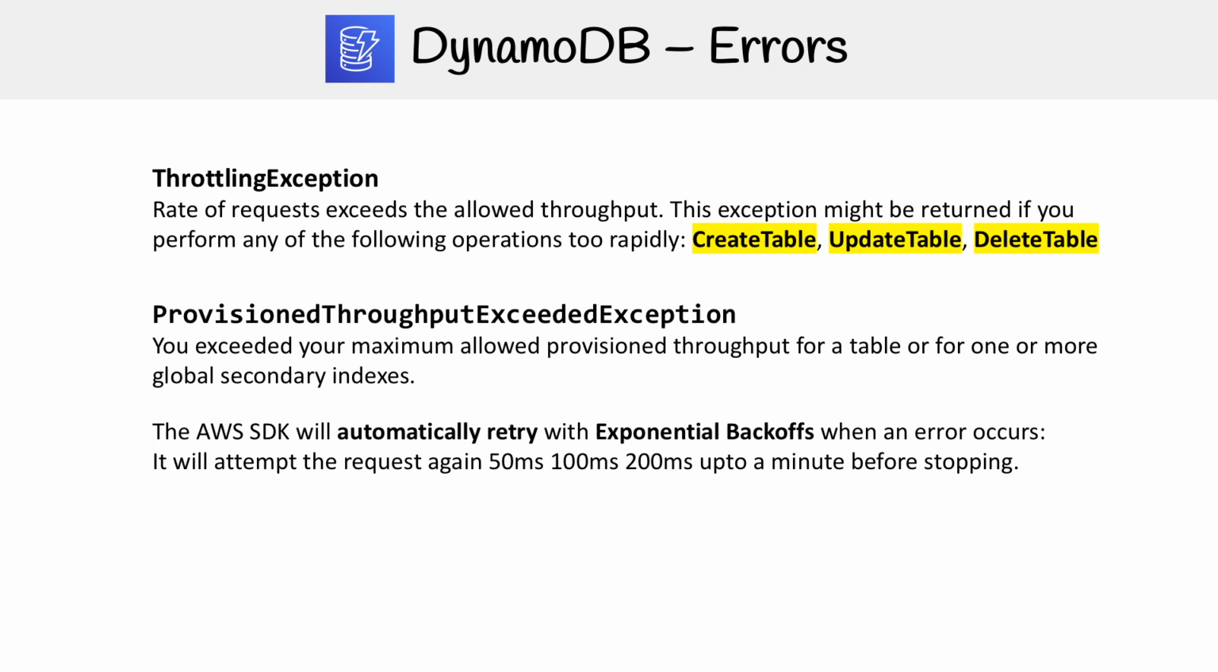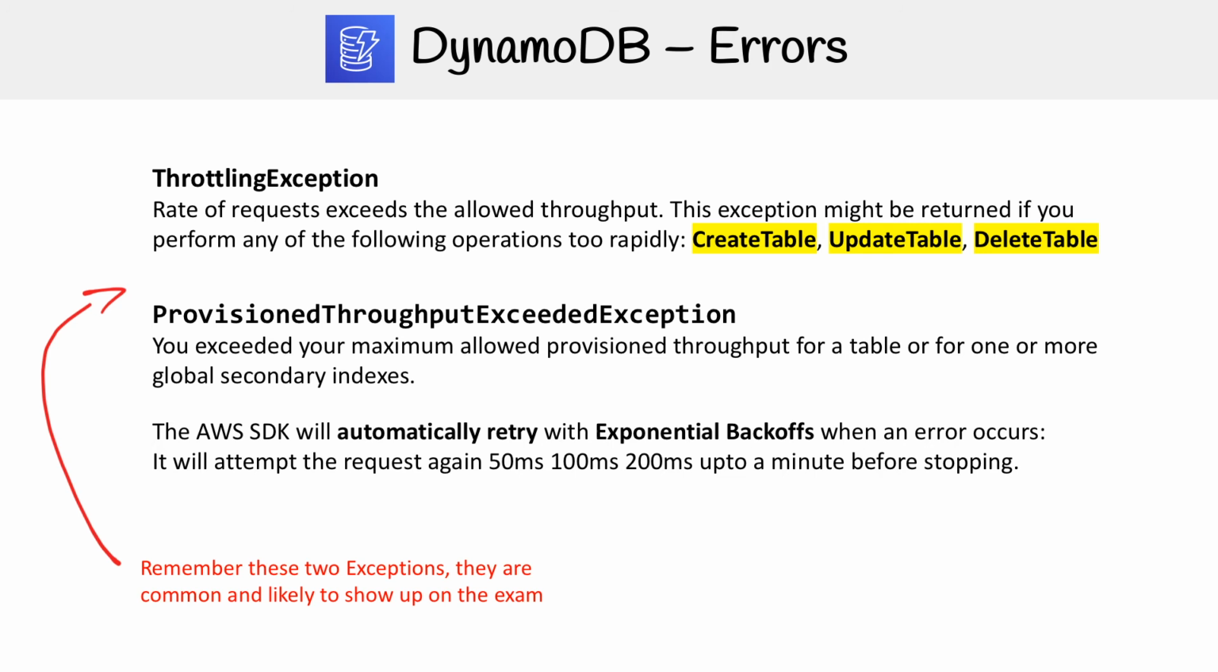And so I want to point out that these two exceptions are important because they're very likely to show up in your exam. Very, very likely, ProvisionedThroughputExceededException. And notice that it says provisioned throughput.